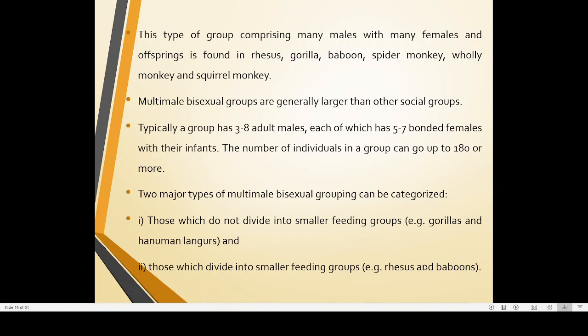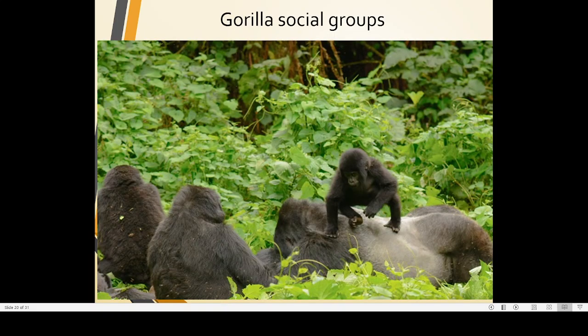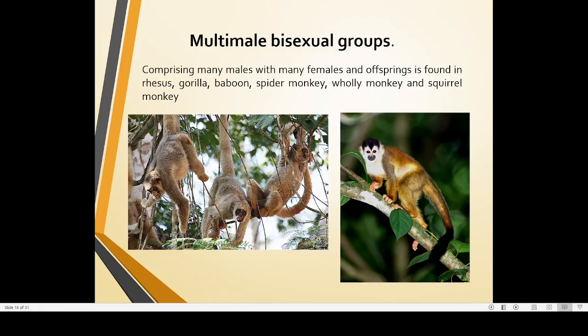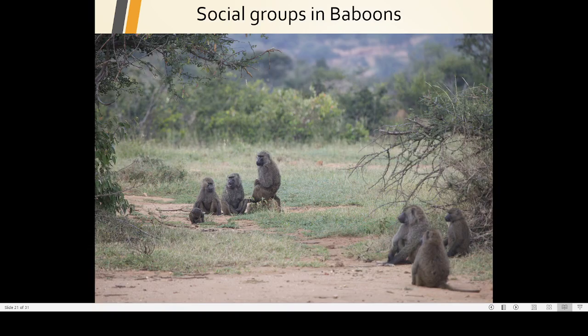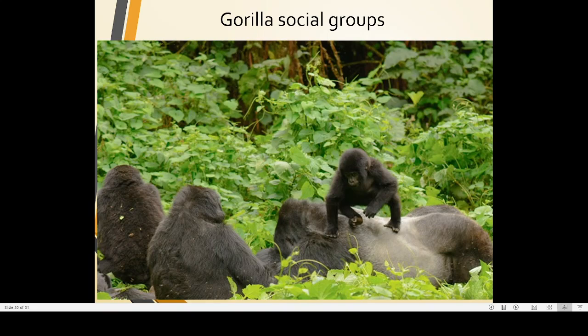One is dividing into smaller feeding groups, as in baboons and rhesus monkey. In another case, they stay together, with no separation into smaller feeding groups, as in gorilla and Hanuman Langur. So this is the gorilla. You can see that each group will have three males, and their females will be there. That is the nature of multi-male bisexual grouping. They are not like nuclear families or monogamy. Many males, many females, and this is another case of social groups that we find in baboons.